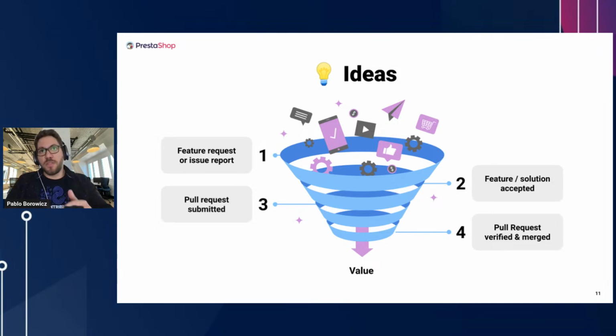Then they need to go to a third level, which is to actually code that solution and create a pull request. And the final and hardest part is to have that pull request verified and merged. Many of the contributions stop at a given point in this funnel. Only if they go through all these stages can they actually provide value to the project, which is improving the software.